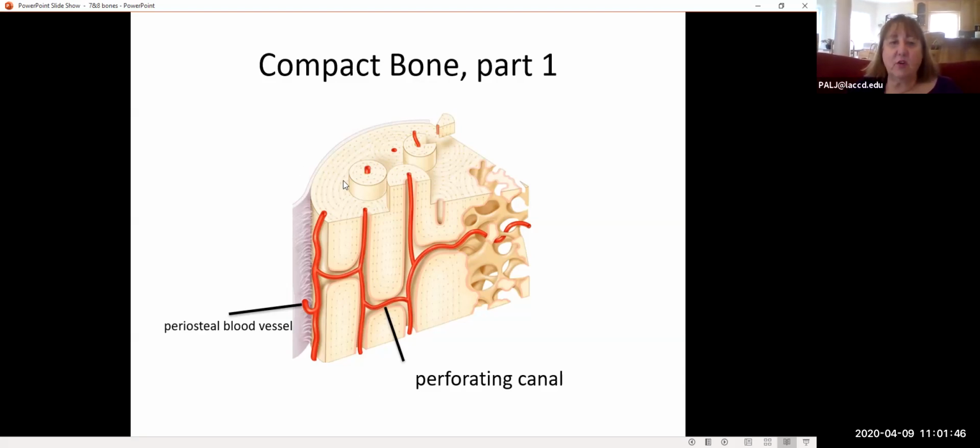So in this picture, we clearly can see an osteon with its central canal in the middle, which means that all of this is a central canal, just like all of this is a central canal. What is connecting two central canals are blood vessels and a perforating canal.